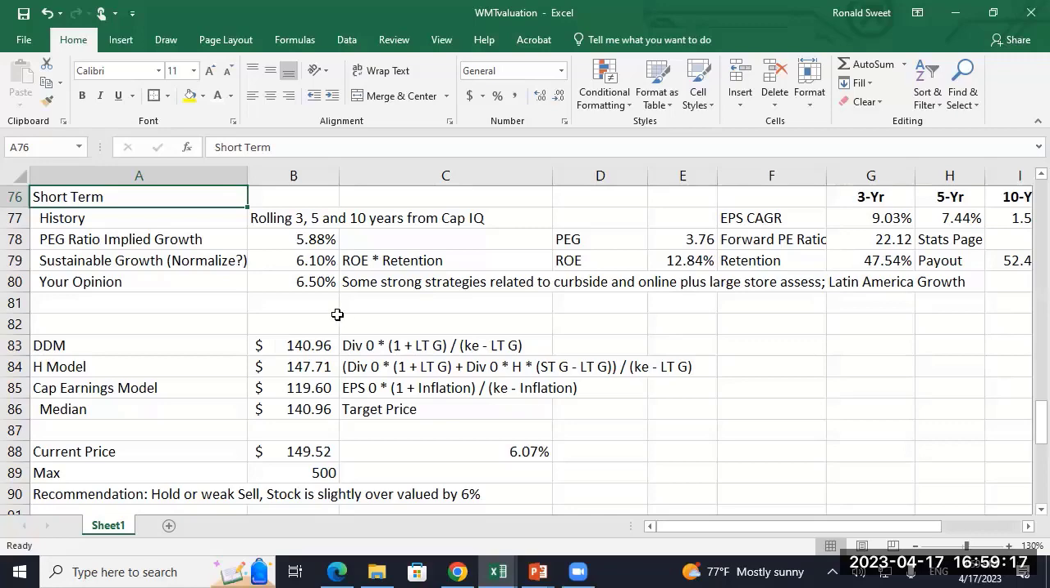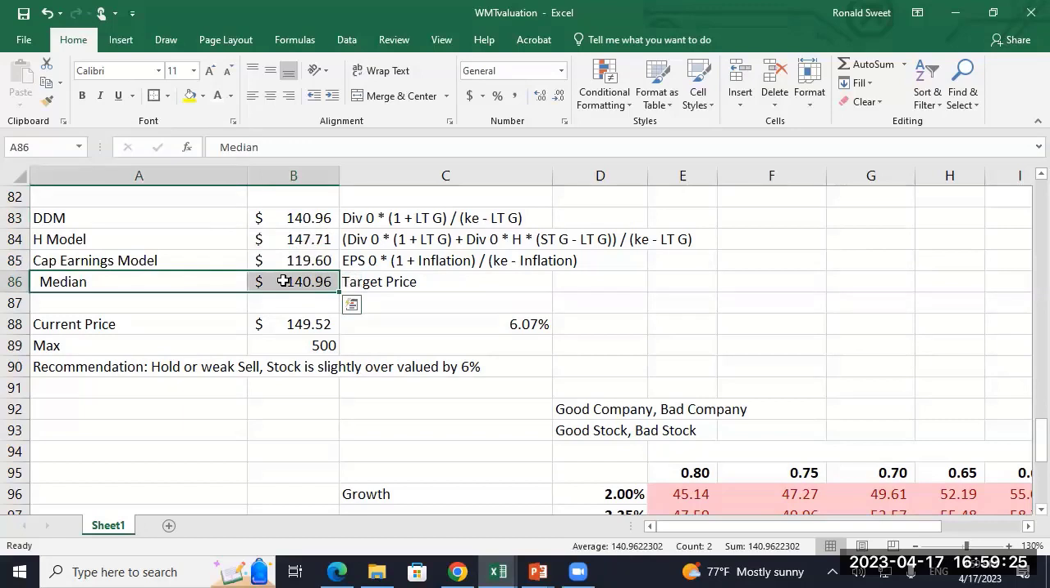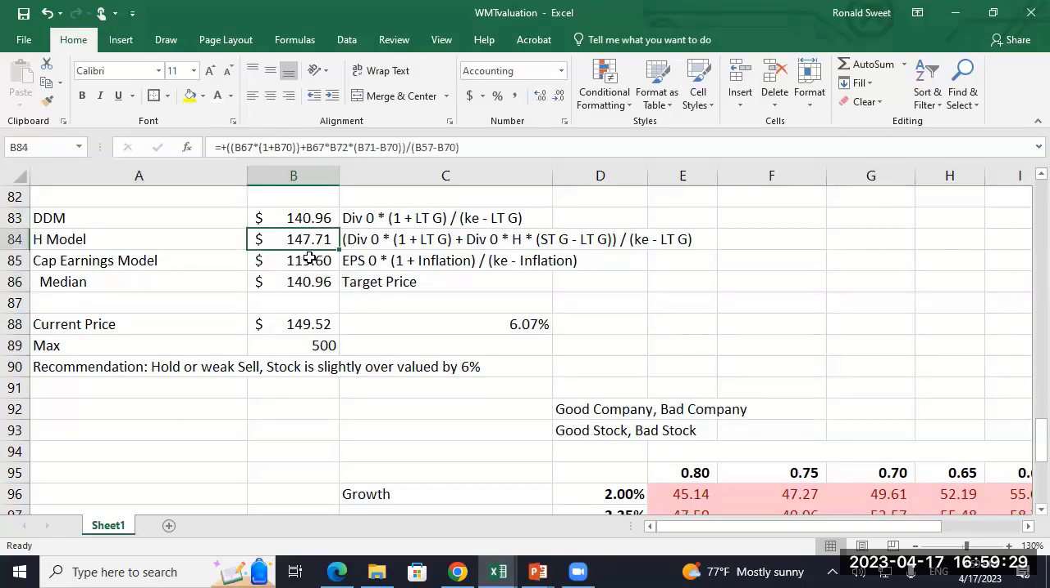Well, the target price is what you decide. So you've got 3 valuations, so you can't have 3 target prices. I made my target price the median of those 3, but you have to find some way to say what you think. You might say my target price is 147.71 because I think that's the best model. Target price is what you think the company's worth.